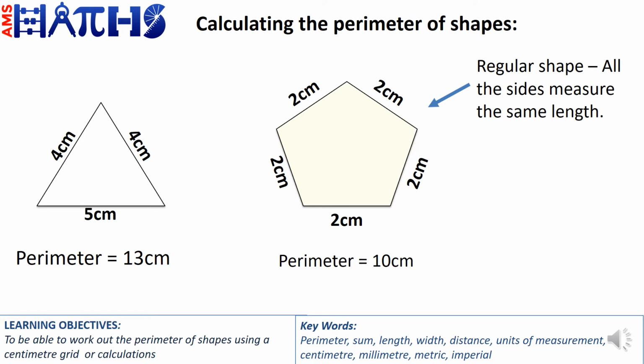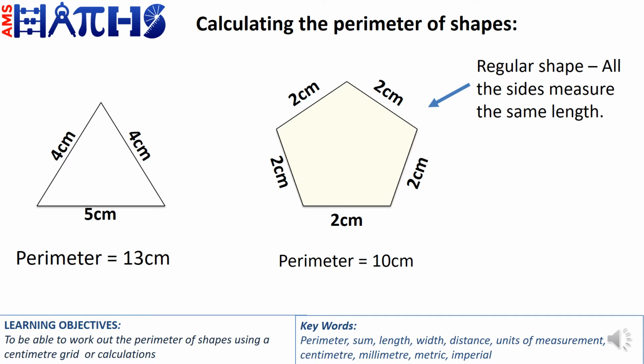In the next example, we have a pentagon. Now this pentagon, we can see all the sides measure 2 centimeters. And so all we would have to do is add all the lengths that are marked on. And that gives us a total of 10 centimeters.